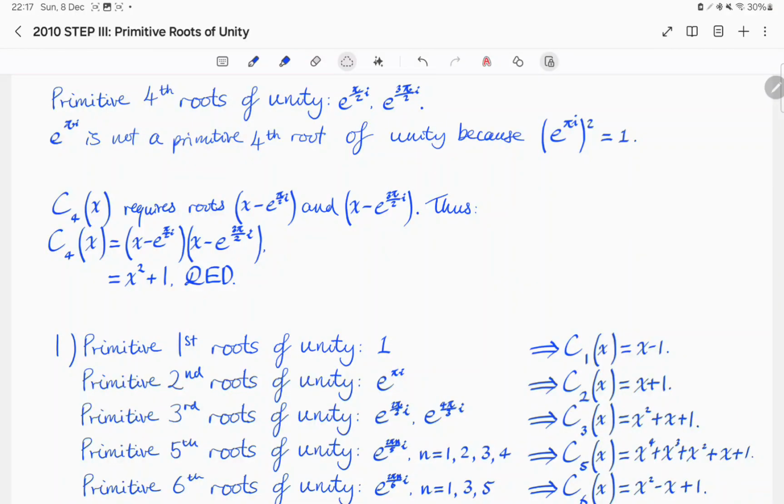Let's get started. The primitive fourth roots of unity are e to the pi over 2 i and e to the 3 pi over 2 i. Notice that e to the pi i is not a primitive fourth root of unity because e to the pi i squared is equal to 1.